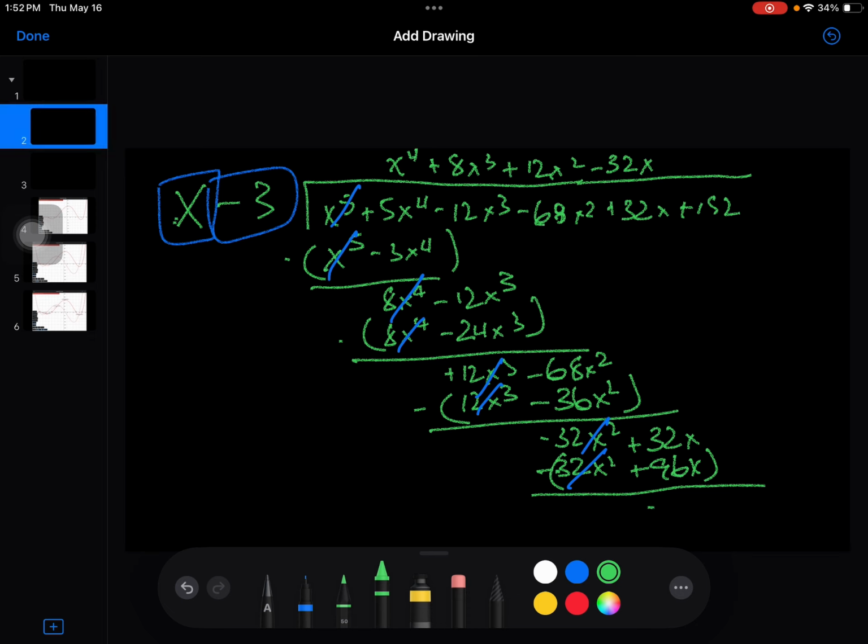So we have minus 64x. How many times does x go into minus 64x? Well, it goes in negative 64 times. And then we're going to add to that 192. Oh, forgot to drop down. Plus 192. Got that drop down. Then we're going to multiply out here, x, and we're going to add 192, subtract that parentheses, and we get a remainder of 0.